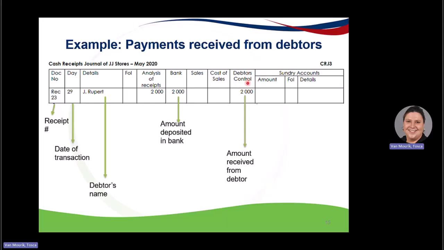But does it make sense? Let's think about it. Debtors control is being reduced because they paid now, so they owe us a lesser amount. The moment debtors control is decreasing, it means that debtors is an asset, so my assets also decrease. And my assets decrease on the credit side. So therefore, it makes sense that we have a debit bank 2,000, credit debtors control with 2,000.